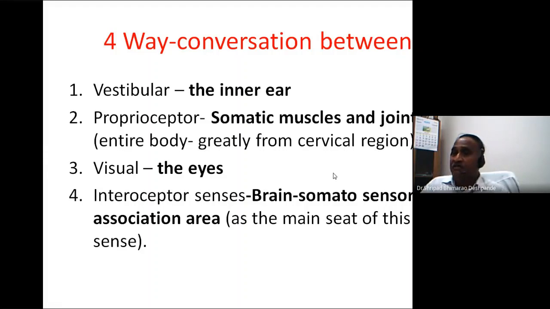So then we have the proprioceptors. Proprioceptors are there. I have covered the proprioceptive sensation. They are there in the muscles, in the joints, in the fascia around the joints.